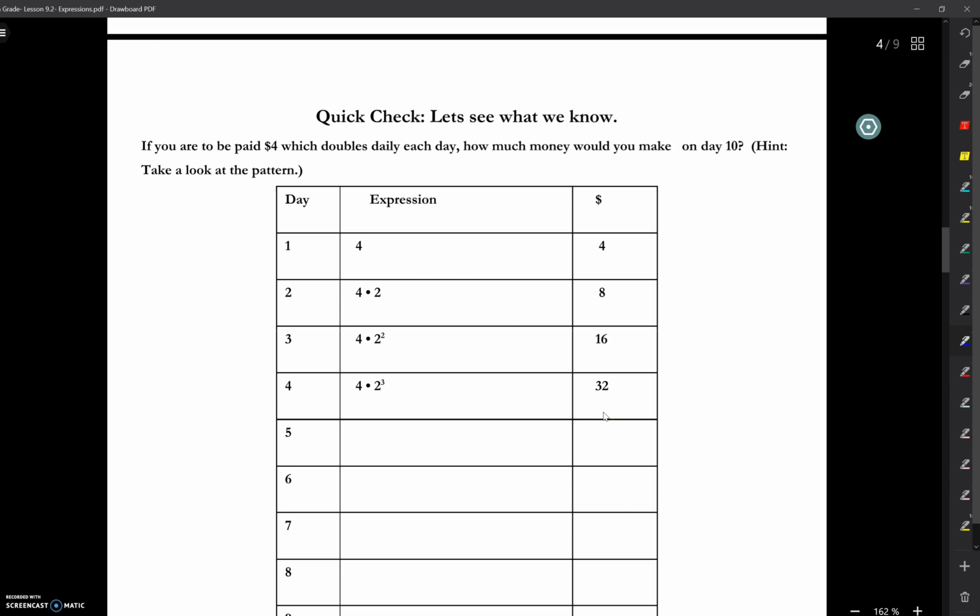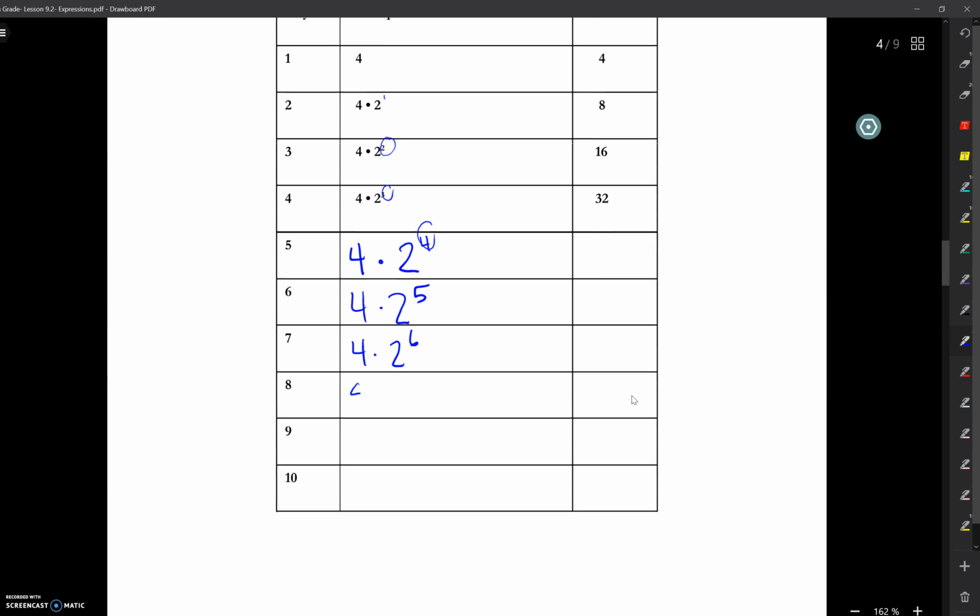It's going to continue doubling. So it's going to be 4 times 2 to the power of 4. If you notice, power of 1, power of 2, power of 3, power of 4. 4 times 2 to the power of 5. 4 times 2 to the power of 6. Keep doing this pattern all the way till you get to 10. 4 times 2 to the power of 7, 4 times 2 to the power of 8, and 4 times 2 to the power of 9. And then find the answers that go in here. So you're going to basically solve these problems.